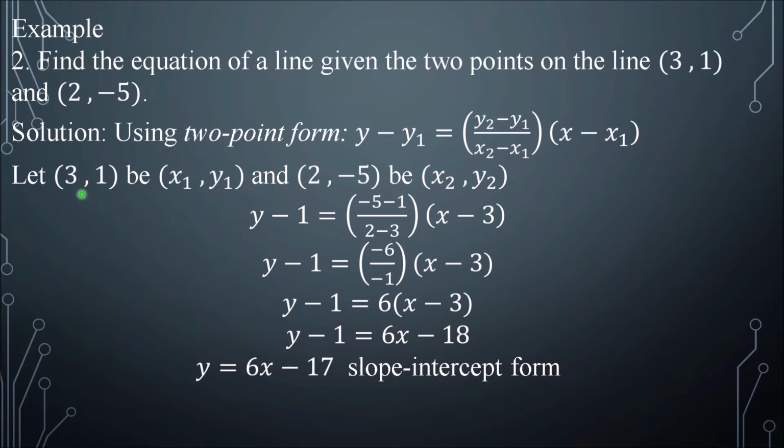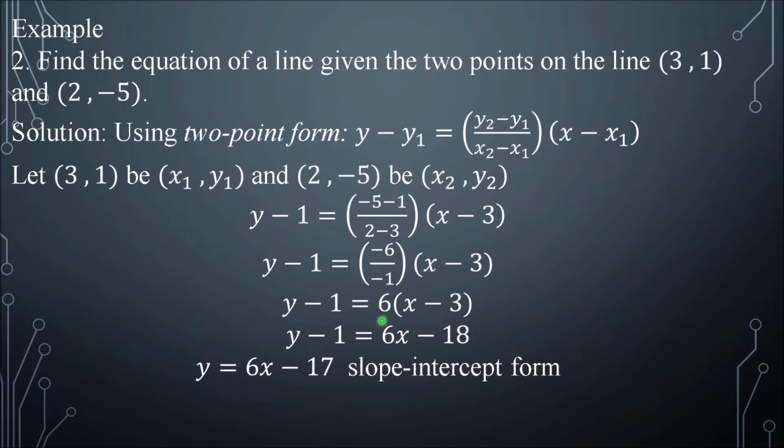So let's identify x sub 1, y sub 1, and x sub 2, y sub 2. So 3 is our x sub 1, 1 is y sub 1. 2 is x sub 2, negative 5 is y sub 2. And then plug in everything. That's it. So we will end up with y minus 1 is equal to 6 times x minus 3. So 6 came from negative 6 over negative 1, which is 6.